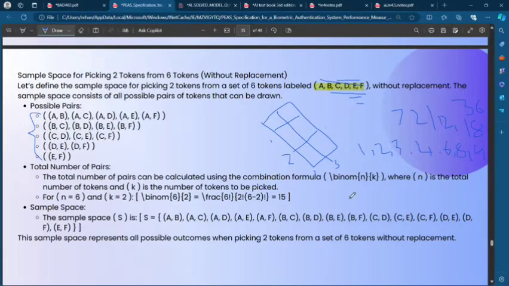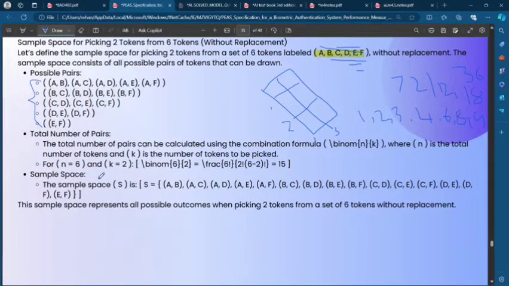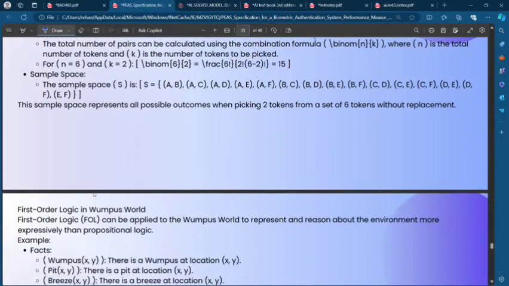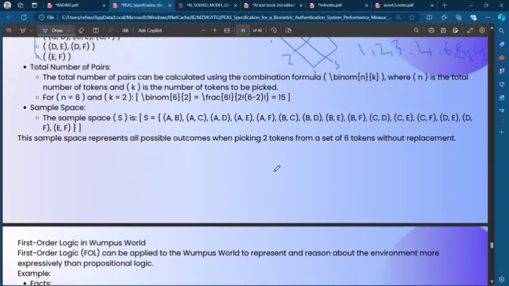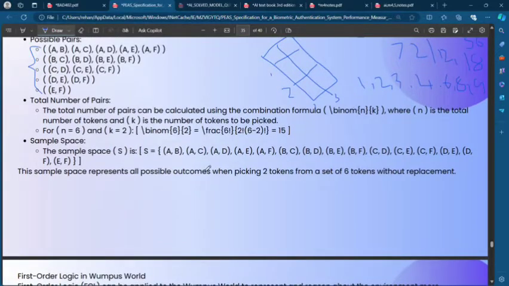15 are there. Okay, the total number of pairs can be calculated using the combination formula. For n equals 6 and k equals 2, here a formula comes for picking sample tokens. The sample space S equals the whole set you write here. The sample space represents all the possible outcomes when picking two tokens from a set of 6 tokens without replacement.